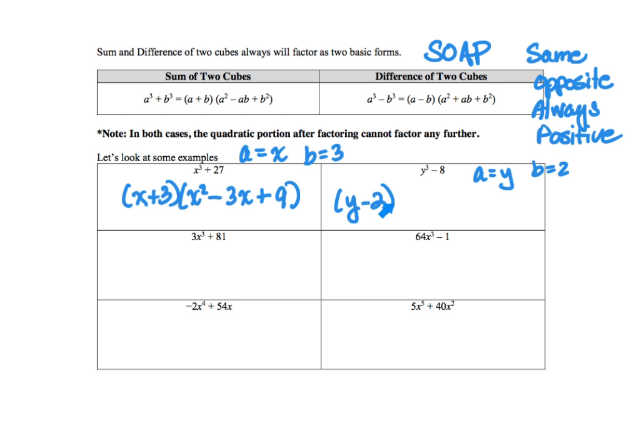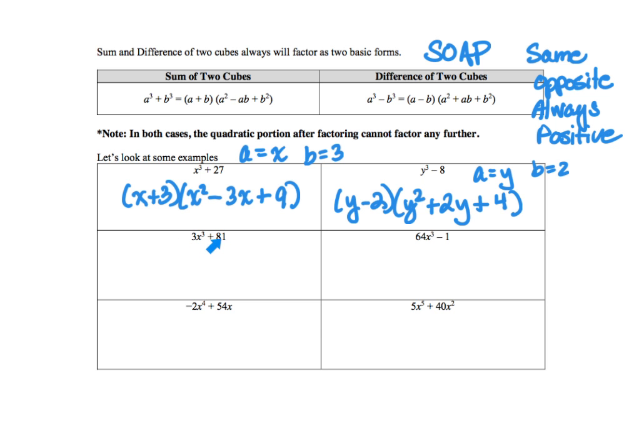So a minus b, same. Y squared, that's a squared, plus opposite signs, ab, that's 2y, plus, always positive, b squared. That's how that factors. Now let's look at this one, 3x cubed plus 81.